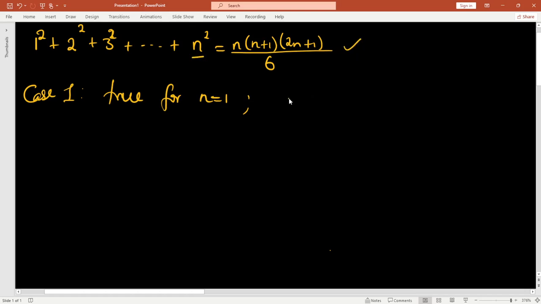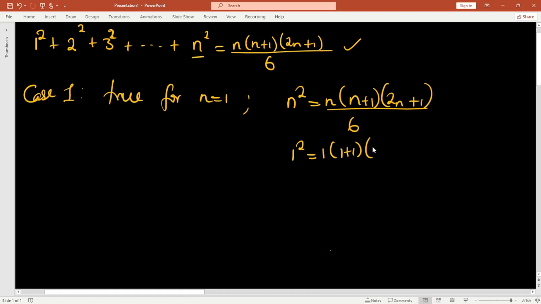So we have n squared equal to n(n plus 1)(2n plus 1) divided by 6. So what is n here? We're going to substitute with 1. So we're going to have 1 squared is equal to 1 open brackets, 1 plus 1, 2 multiplied by 1 plus 1, divided by 6. Then 1 squared is going to be 1, equal to 1 multiplied by 2, then 2 multiplied by 1 plus 1, we're going to get a 3, divided by 6.